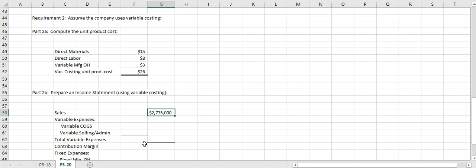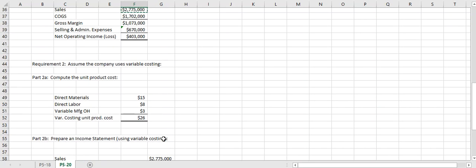Then we need our variable cost of goods sold. So we're going to use this $26 up here to calculate that. So 26, we're going to multiply that by the number of units sold, which was 37,000 units. So then we have $962,000.